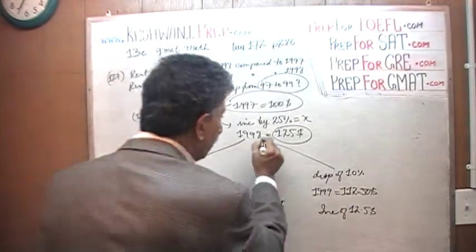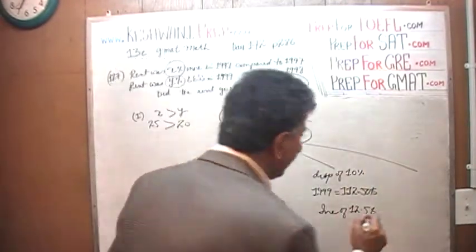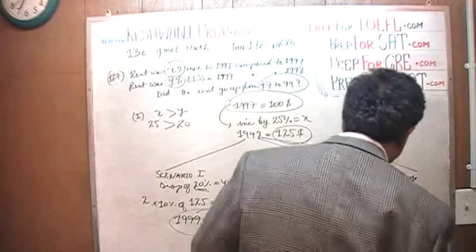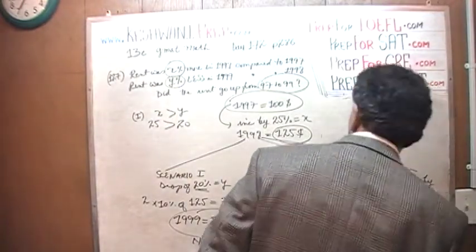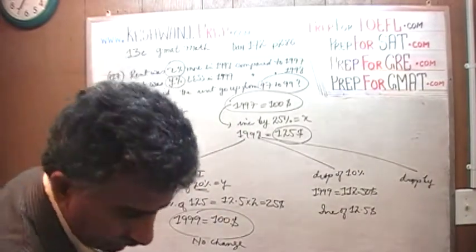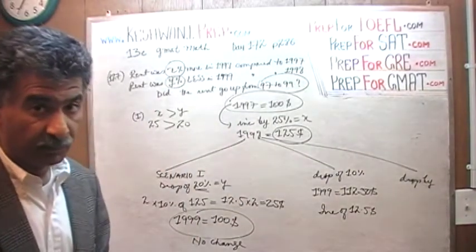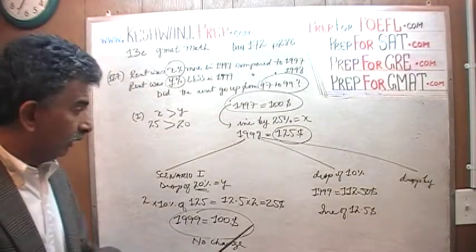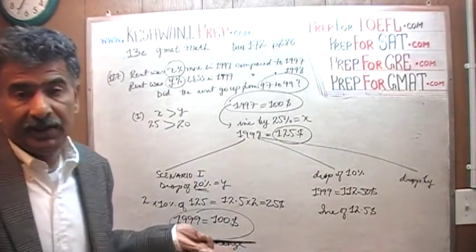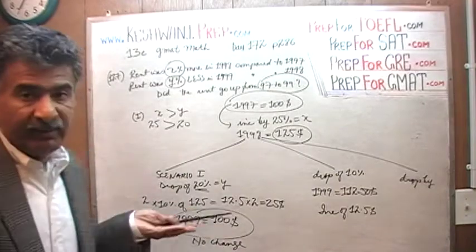Or maybe the rent dropped by something between. Even though we don't have to do the third scenario, obviously, we have already done the job. Here, did the rent go up? The answer is no. Did the rent go up here? The answer is yes. We can't tell. First statement by itself is no good.